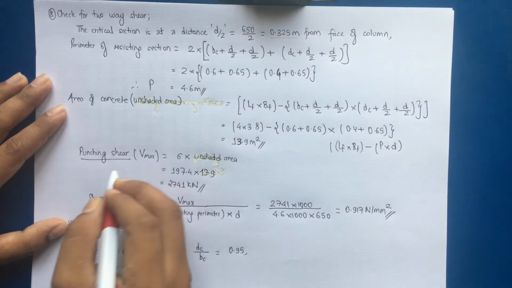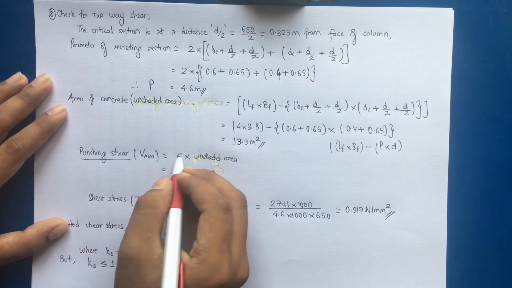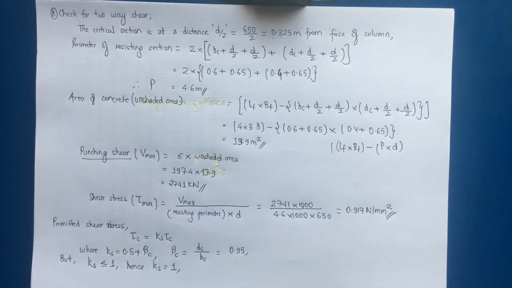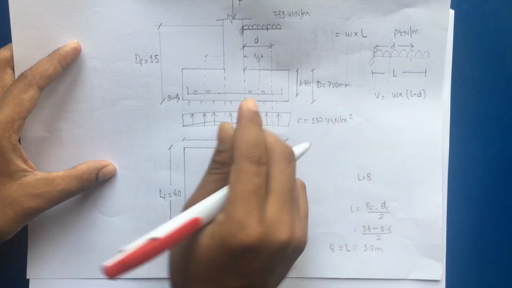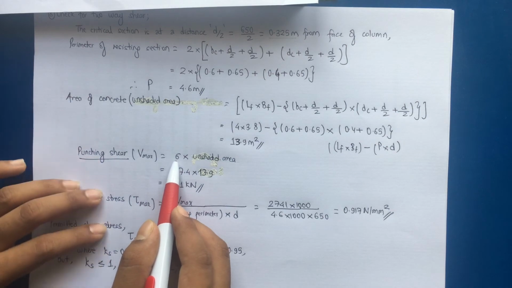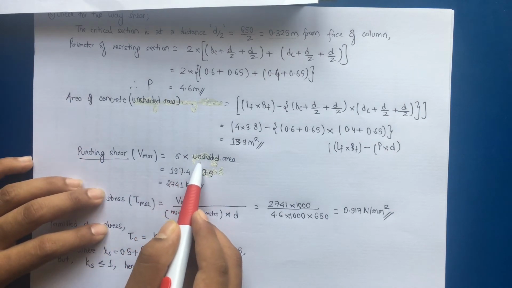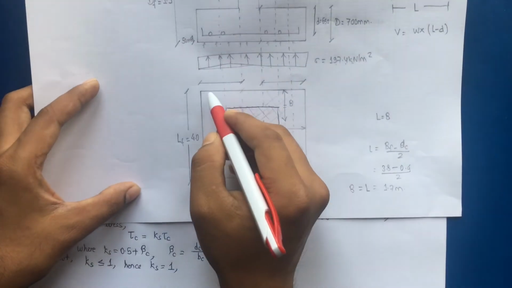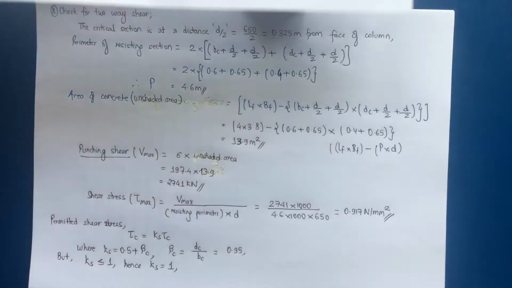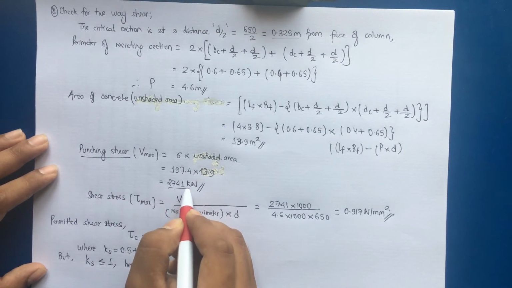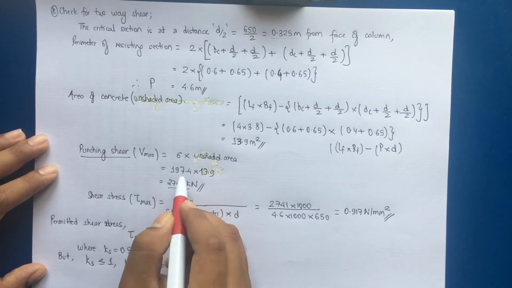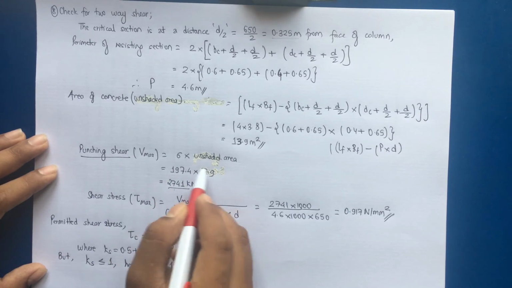Now punching shear, that is two-way shear, Vmax is equal to the value of soil pressure into the unshaded area. We are calculating for the unshaded area. So this is the punching shear, and this comes as 2741 kilonewton. So this is the punching shear as it acts on the area.